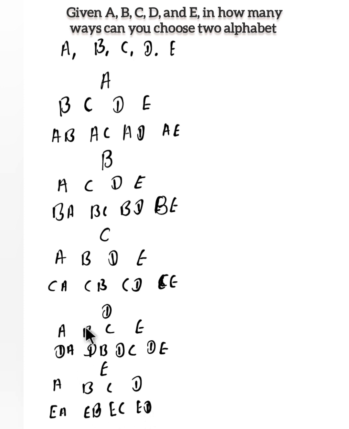Now these are the numbers of ways of choosing 2 alphabets from the 5 alphabets above. Now how many ways do we have altogether? We have 1, 2, 3, and so on up to 19, and 20. We have 20 ways of choosing 2 alphabets from those 5 alphabets. Now let's proceed to solve with the formula.